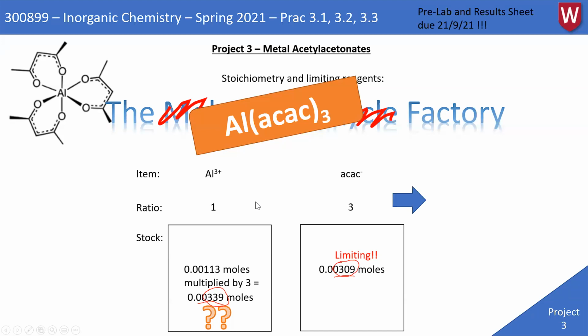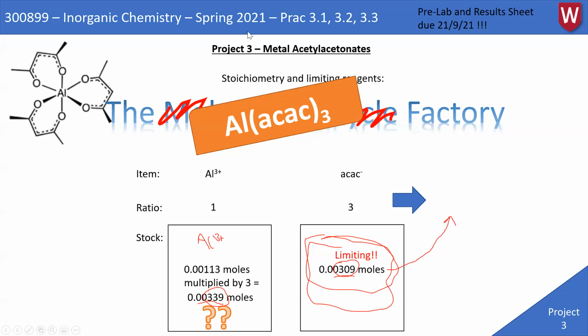The next thing to do is work out our theoretical yield. So the fact that we're limited by the ACAC here, that's what's holding us back from making any more. We're going to have spare aluminium sitting around, unused, but we're going to use all of the ACAC. So because we're using all of the ACAC, this is the number we use to work out our theoretical yield.